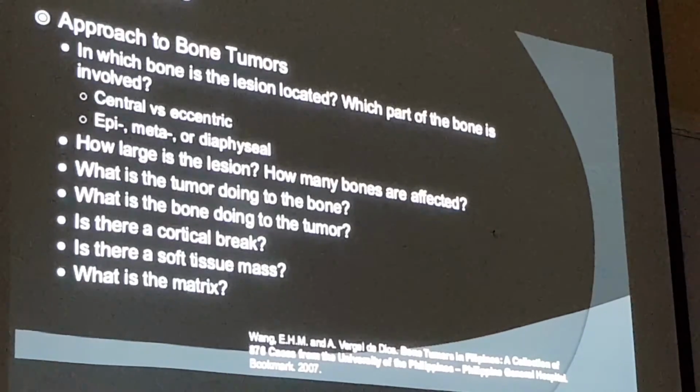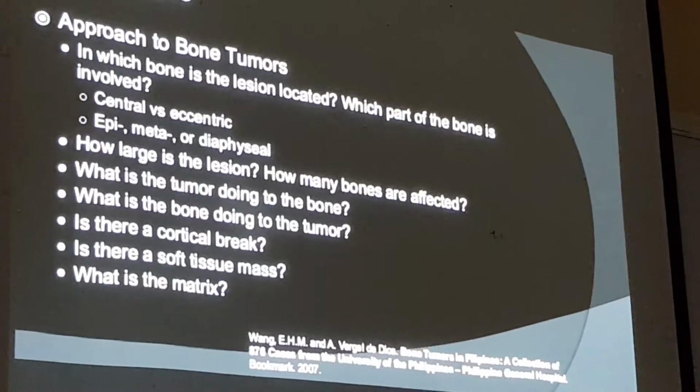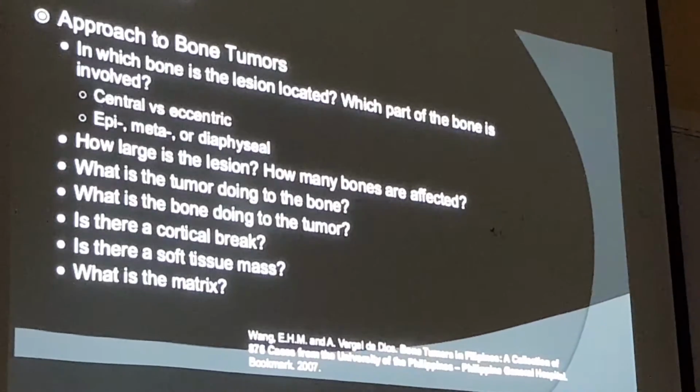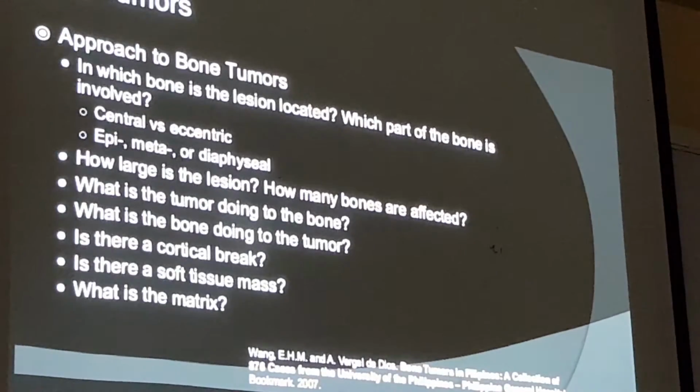So here, it's not enough for us to say proximal, medial, distal. We have to say whether it's metaphysis, epiphysis, diaphysis, metadiaphysis, because there are some lesions which will respect the epiphyseal plate. There are some lesions which will grow past the epiphyseal plate. Is it central or is it eccentric? Because some lesions tend to be central, some lesions grow on the side, they're eccentric.